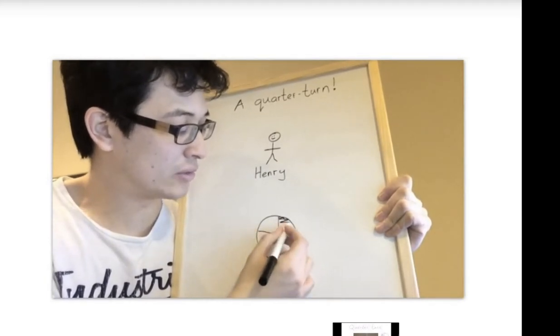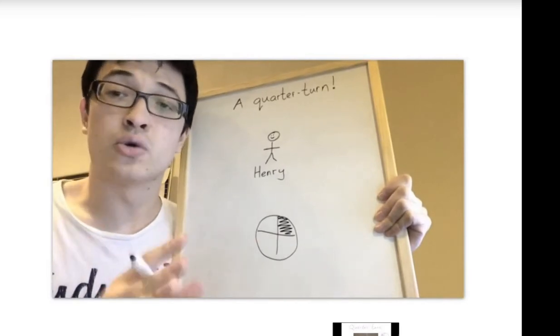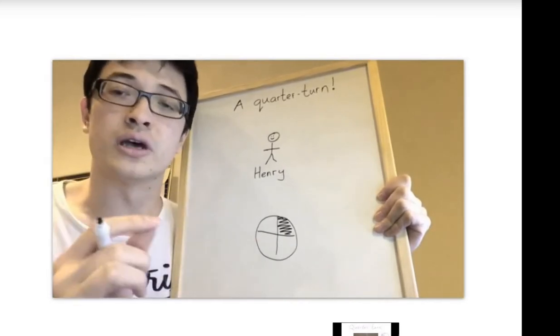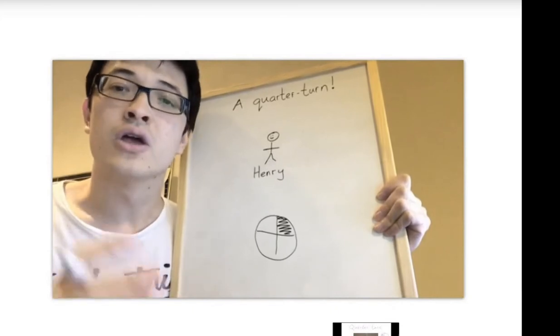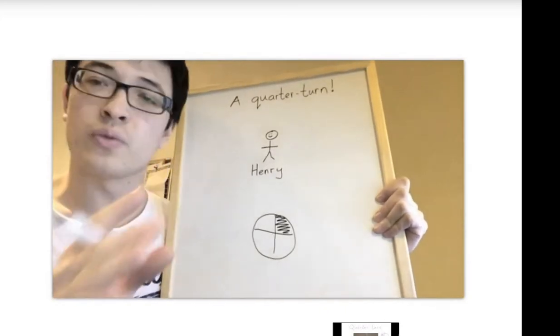And this here is a quarter. So if you imagine, when we ask you to make a quarter turn, instead of turning a whole turn, so that's a whole circle, you're only turning a quarter. So one way of showing you this.